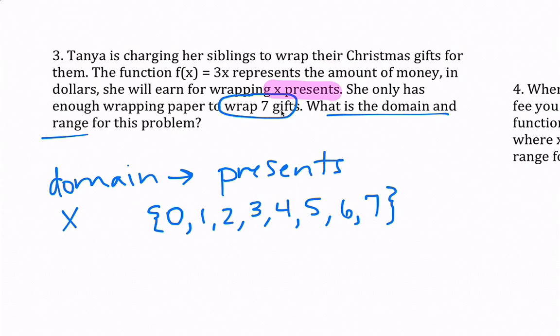All right, so that's our possibilities. Those are all the possible number of presents that she can possibly wrap. She can wrap 0 if her siblings don't want her to wrap their presents. And she can wrap up to 7 and use all of her wrapping paper and anything in between.